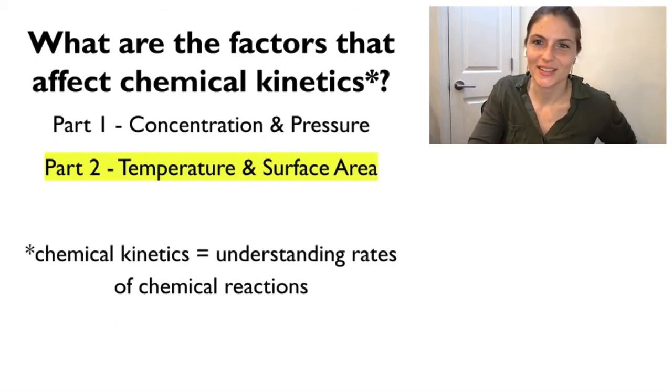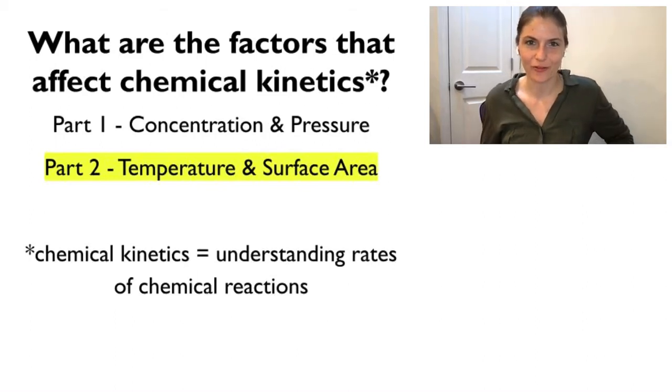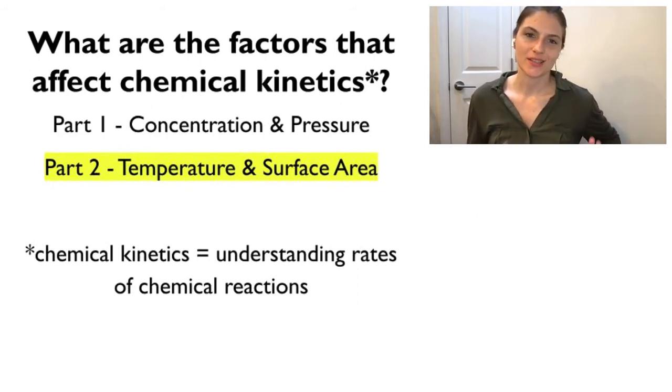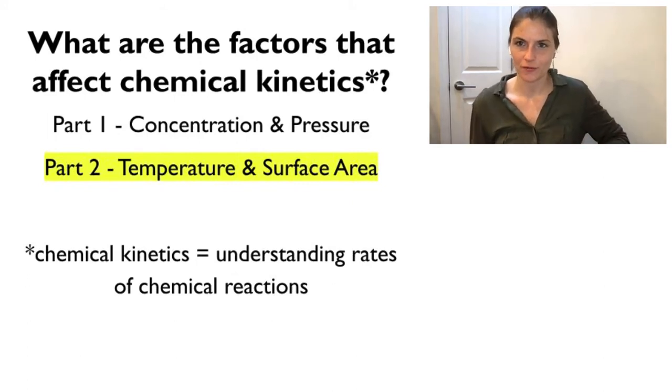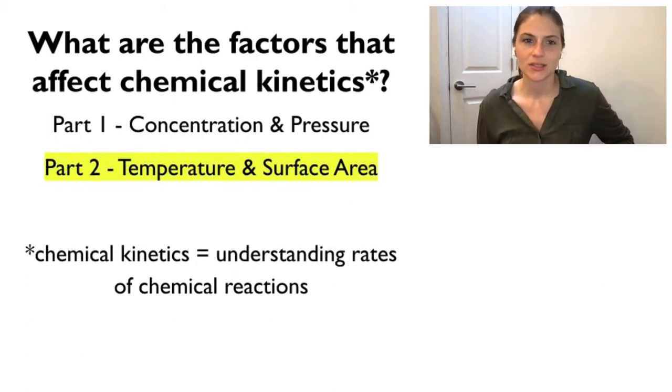Hi, chemists! Today we're going to be continuing to think about factors that affect the rate of a chemical reaction. This is the second sequence of lessons about factors that affect the rate of a chemical reaction. Today we are going to be talking about temperature and surface area.